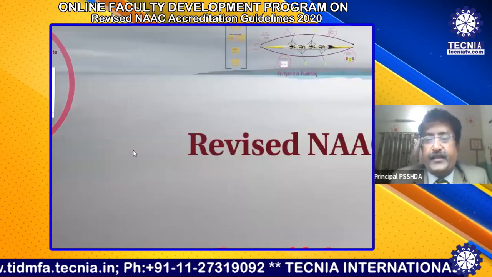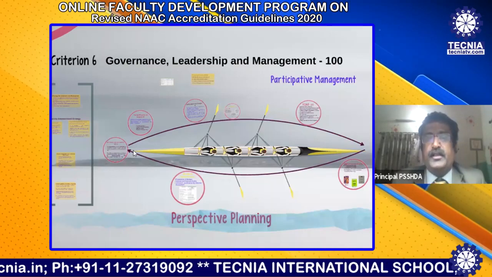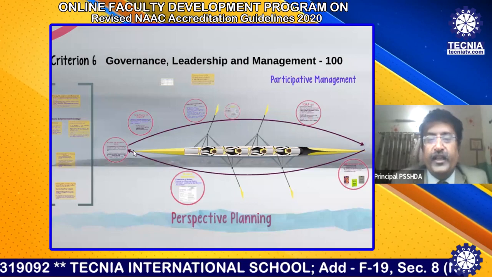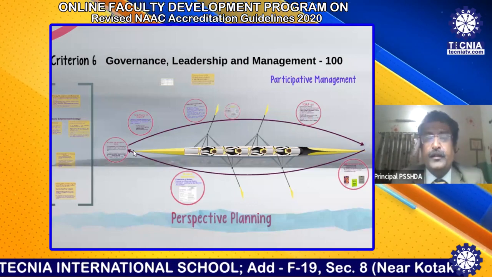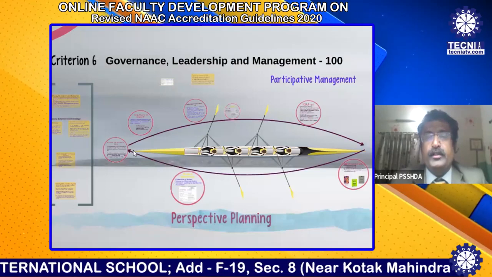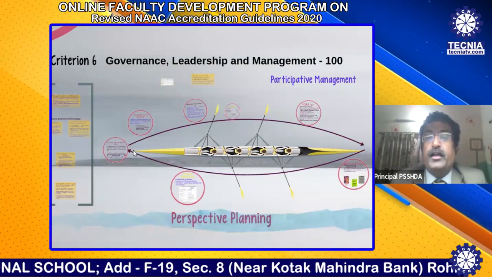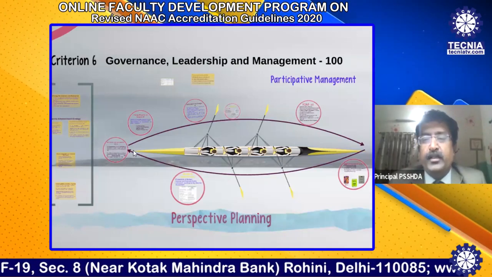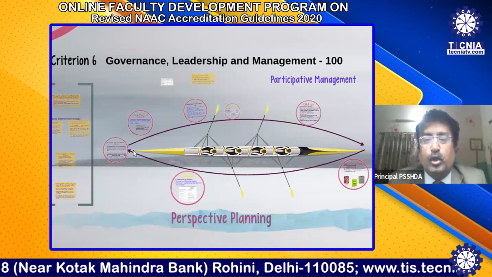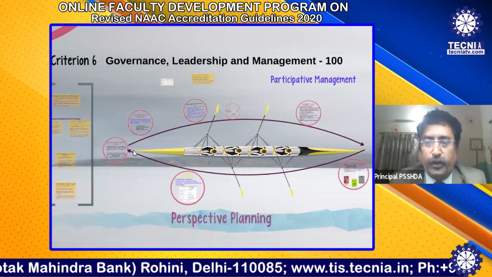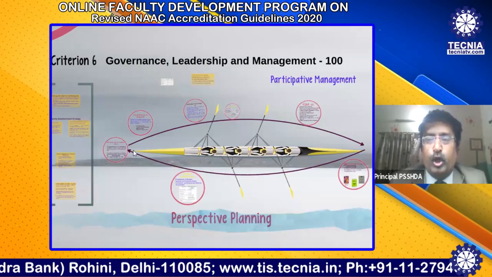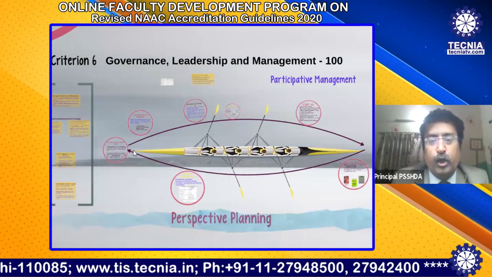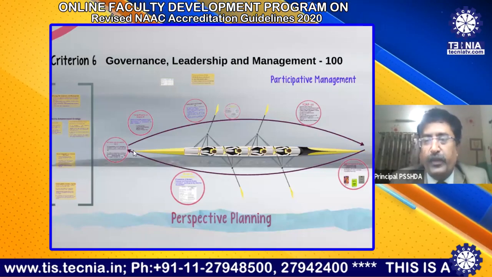For criterion 6, you are seeing the picture of a game. Normally, this is played in Kerala mostly, rowing games. There are 4 different people rowing the boat. You need to have a team for good governance, good leadership, and good management. One person cannot row the whole boat. So for good governance and good leadership, you need a very good team. If you have a good team, then you will not have any problem with this criterion.